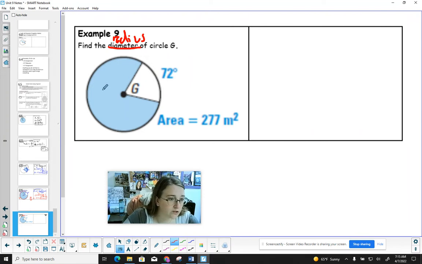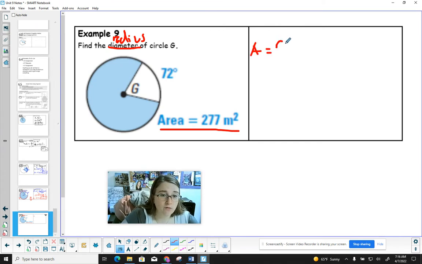Now, what we are told here is this shaded area has an area of 277 meters squared. So this is talking about the area of just this region, which again is still area of a sector. So I'm going to write out that formula. We're not dealing with the full area of a circle. We're dealing with the area of just a chunk of it. So that's area of a sector.